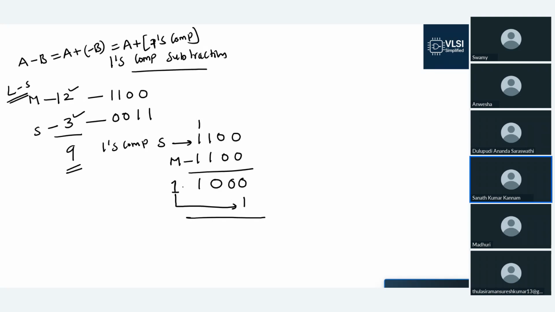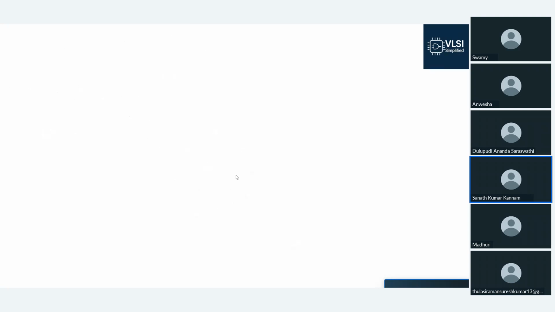End around carry. So if you add it, what you are getting? 1001, which is 9. Plus 9, so it is verified. If you are getting a carry in the 1's complement, you need to add the carry to the LSB bit. So this is L minus S.